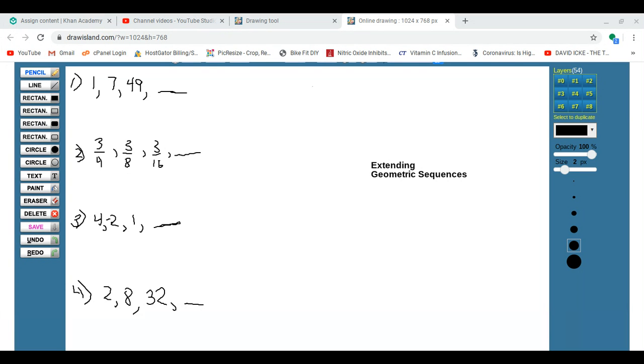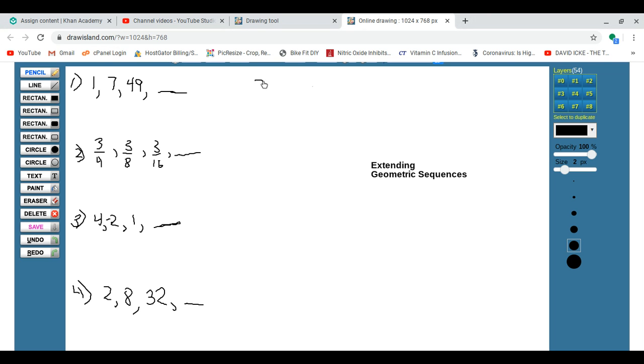So I'm looking at some geometric sequences I made myself, and the way you make a geometric sequence is you take a number and you multiply it by another number to get your next number, and you keep doing that. So in this first one, you might have an assignment where you have to figure out the next number in the sequence, okay? So you have to figure out what I'm multiplying the previous number by. And an easy way to do that is to take the second number and divide it by the first.